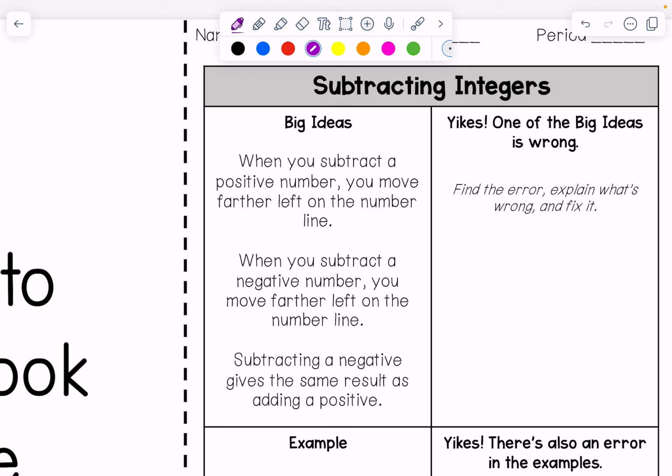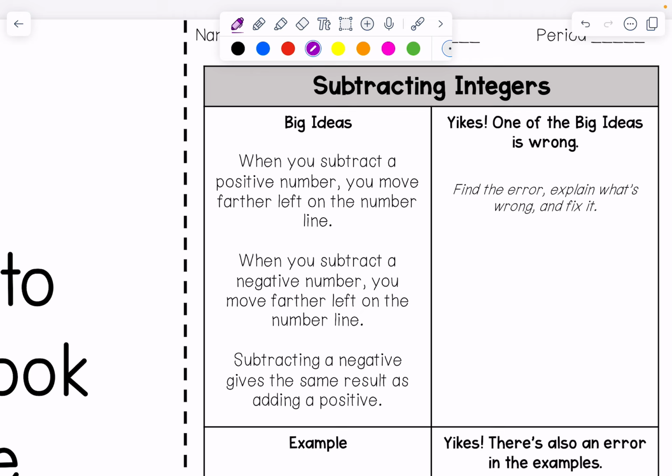So quick review, integers are going to be whole numbers and their opposites. So we're not talking about fractions or decimals right now. We're just talking about, if you think of whole numbers, like 0, 1, 2, 3, 4, 5, and so on. And then their opposites, so -1, -2, -3, -4, -5, and so on that way as well.